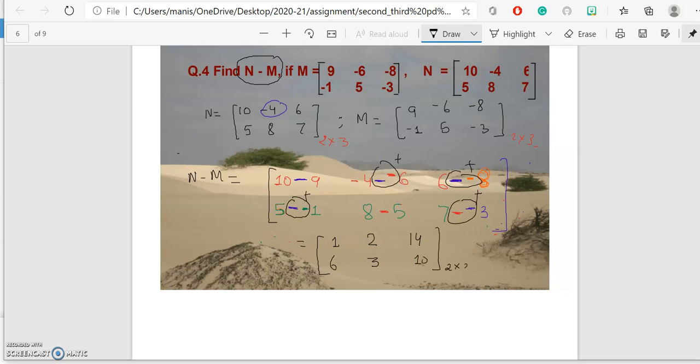Again, the order of the matrix is 2 by 3. Do not forget to write the order of the matrix. This is over here. So this is subtraction. A little bit confusing, but still easy for you.